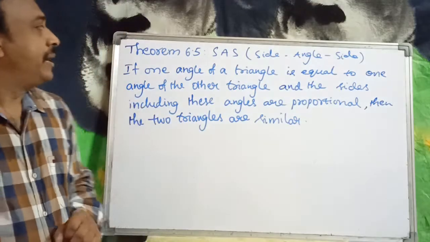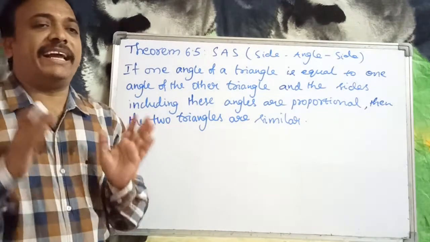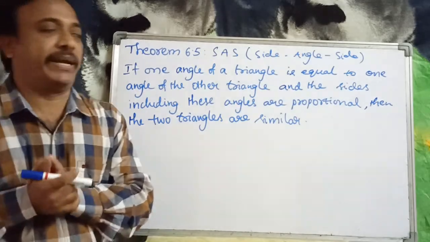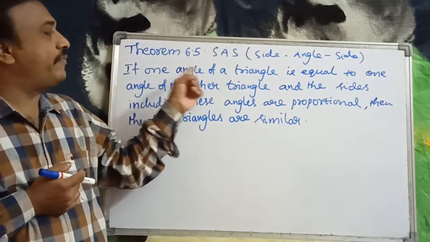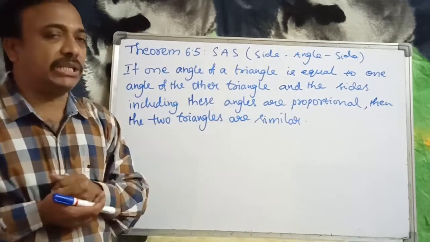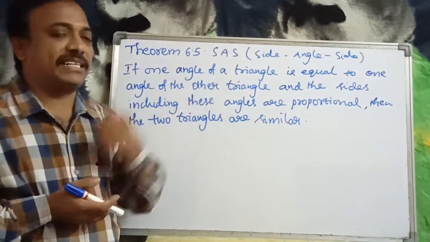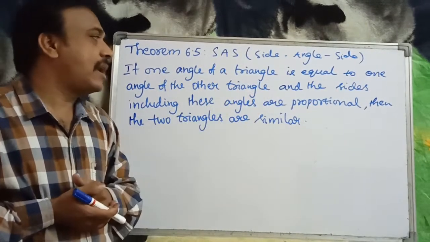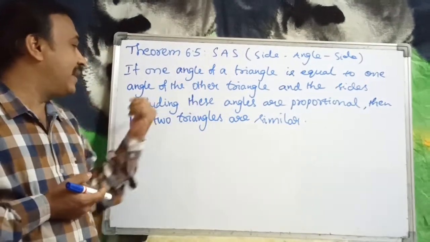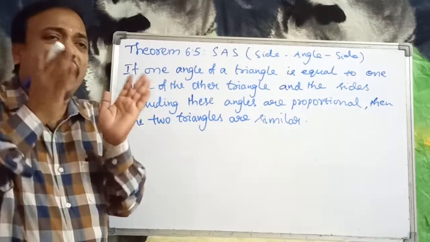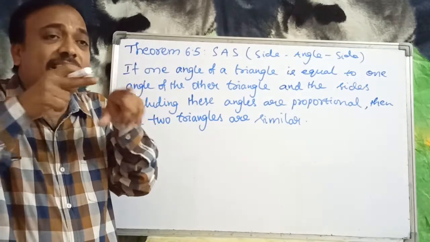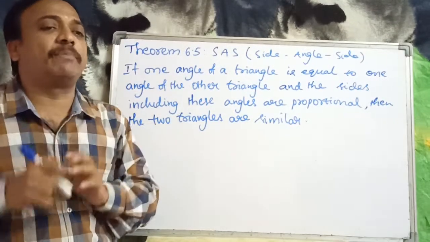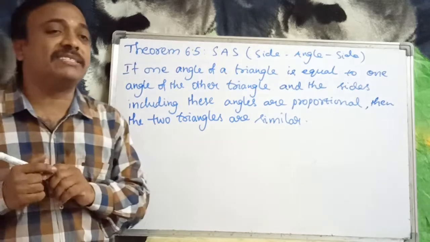Now we see SAS, side angle side similarity, that is theorem 6.5. If one angle of a triangle is equal to one angle of the other triangle and the sides including these angles are proportional, then the two triangles are similar. So one angle is equal, and the sides which make this angle are in proportion. Now we have to prove that the triangles are similar.